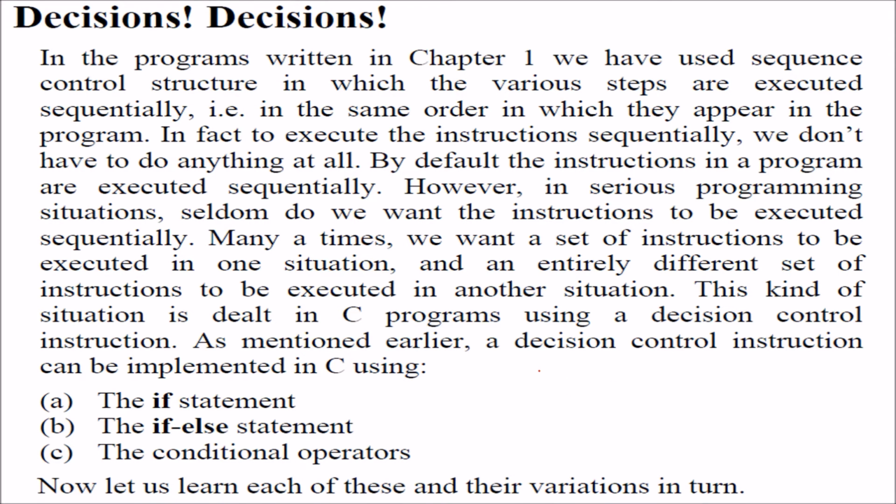We have a program, and these are nothing but a sequence of instructions. Now, if something is true, you want to execute these two lines. But if it is not true, you don't want these two lines to run. For that, the decision control structures are there: the if statement, the if else statement, and the conditional operator. We also call it the ternary operator, and it is just a form of if else.